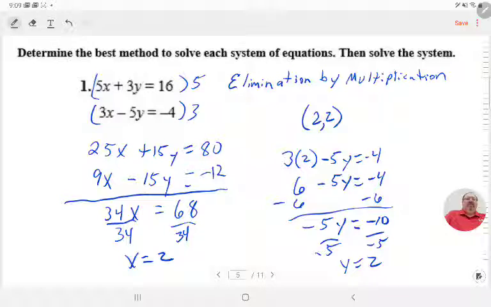So you would have to use elimination by multiplication. The way that I did it, and of course you could have done it a little bit differently, I multiplied the first equation by 5 and the second equation by 3, and that gave me y's of a positive 15y and a negative 15y. After I added them, I ended up with 34x minus 68, then divided both sides by 34, and x equals 2. I plugged 2 back in and solved for y, and I got y equals 2, so my solution set is (2, 2). All right.